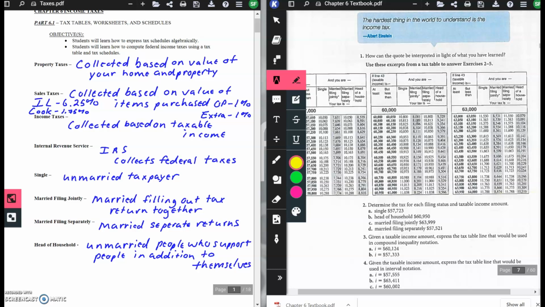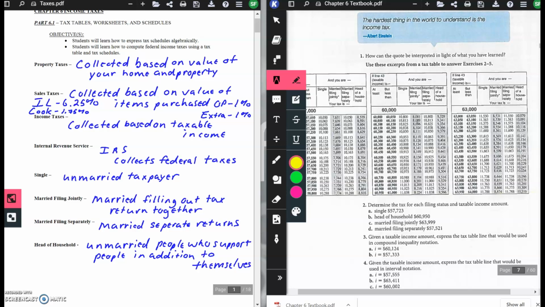Okay, so starting the next chapter of Unit 1, this is on income taxes. Part 6.1 is on tax tables, worksheets, and schedules. Some definitions, and again, you can pause this video and write down your definitions if needed. Okay, but I am going to just explain some of them.